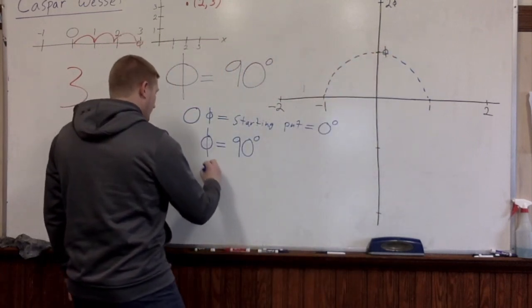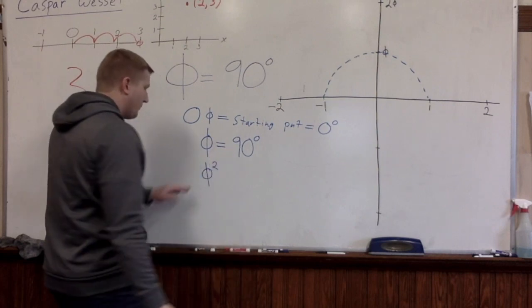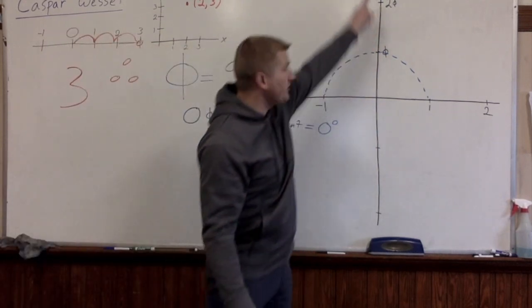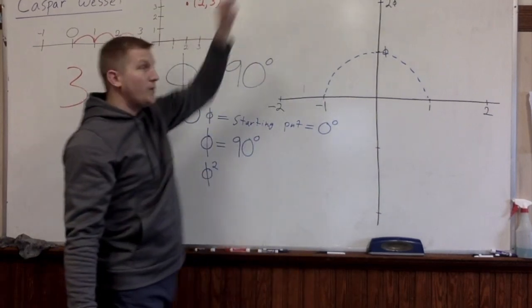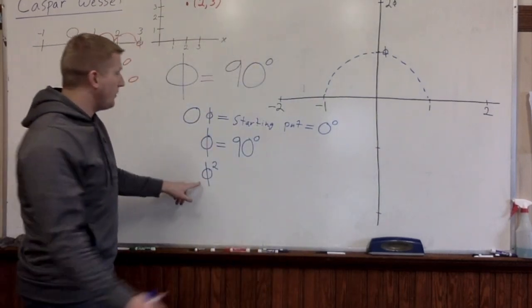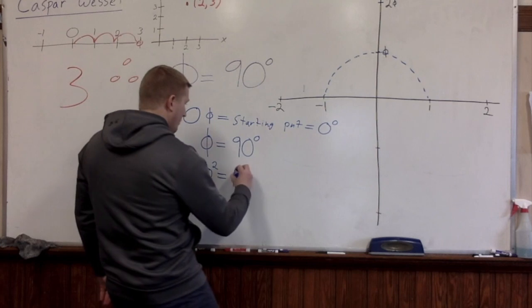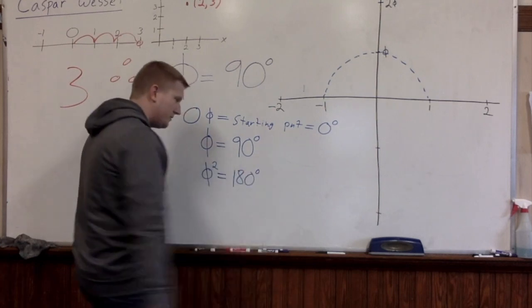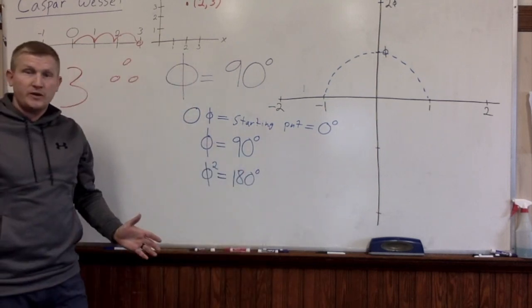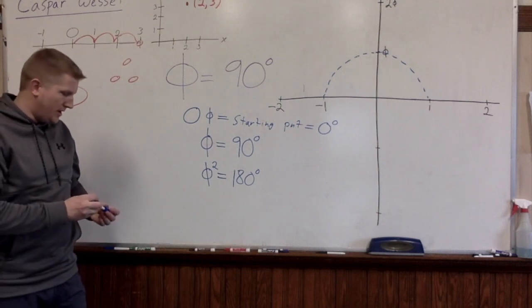So phi squared. We're not going to call it 2 phi because 2 phi means 2 units in the phi direction. So this is really phi squared. Phi squared is 180 degrees. Good so far? So let's keep going.